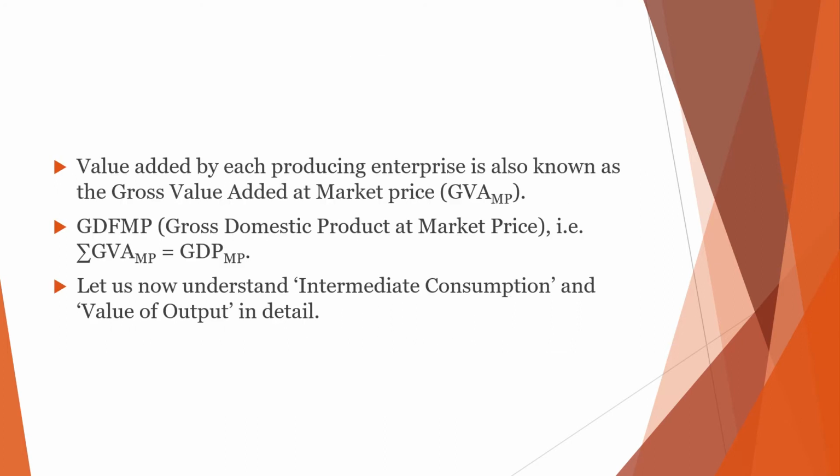Now, value added by each producing enterprise is also known as gross value added at market price. That is equivalent to GDP at MP, gross domestic product at market price. Making sure GVA at MP is equivalent to GDP at MP. Let us now understand intermediate consumption and value of output in detail.